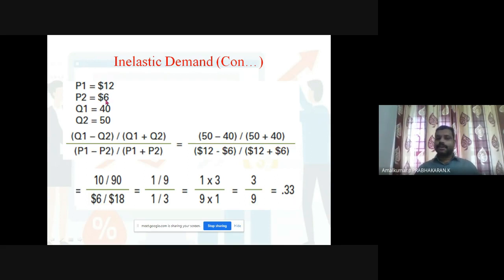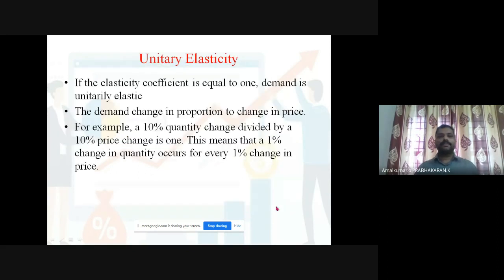That means a drastic change in price. The price is at $12, now change it to $6. A drastic change in price happens, but it does not affect the quantity demanded much. Only a small change in the quantity demanded is happening. That is called inelastic demand.